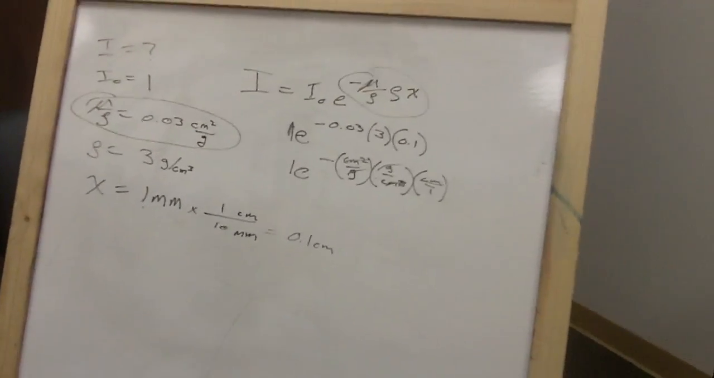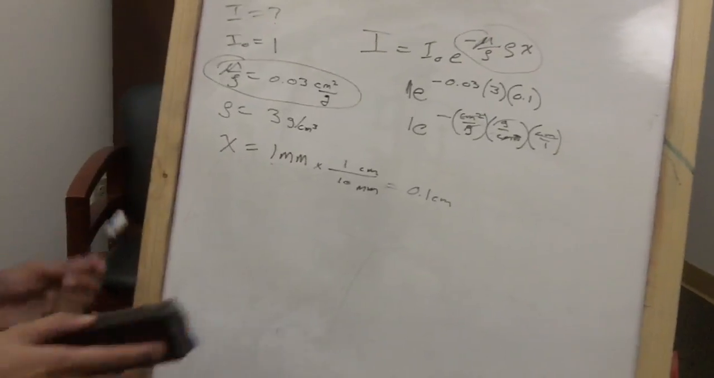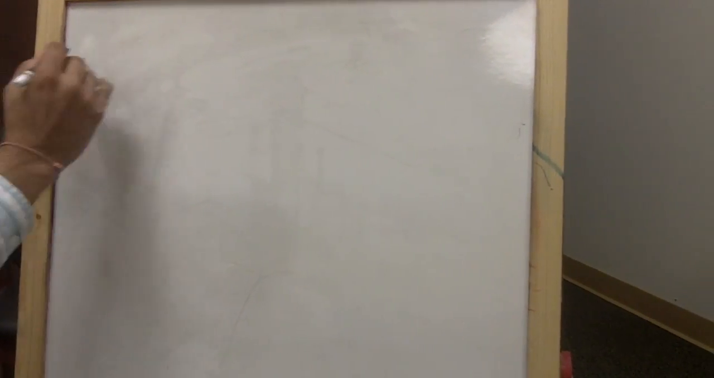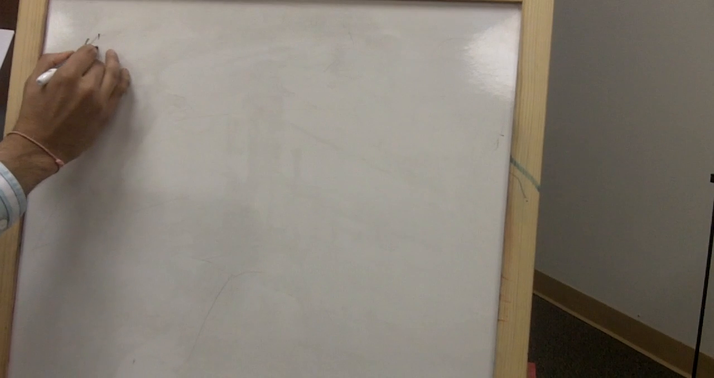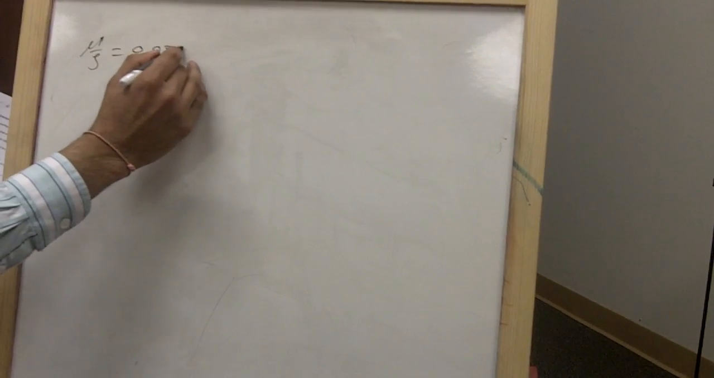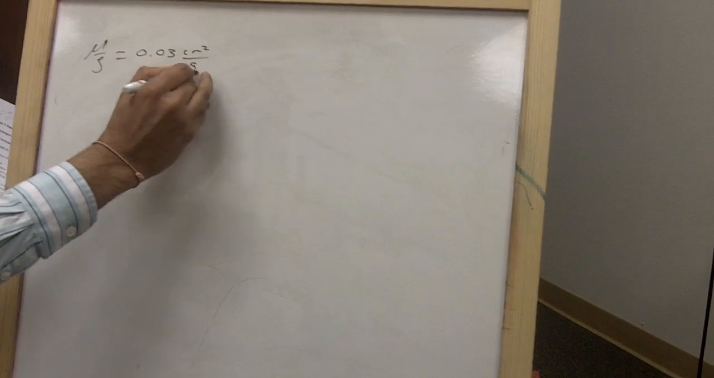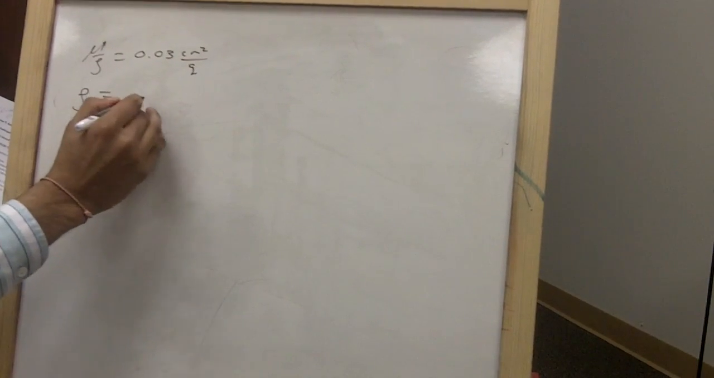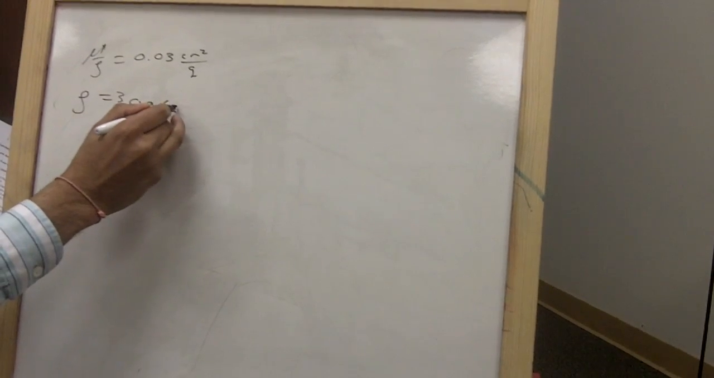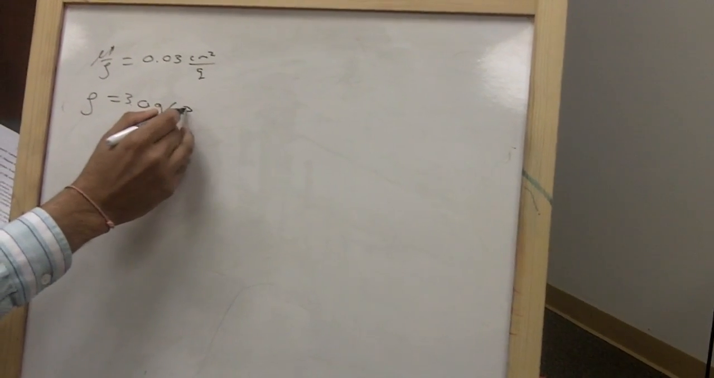I'm going to do this the quick way and the long way. We have here, it's asking for the half value layer. So, okay, let's start. What's all the stuff that we have? We have mu over rho equals 0.03. I don't know why I erased this because I'm just rewriting it. Rho equals 3.0 grams per cm cubed. Makes sense.